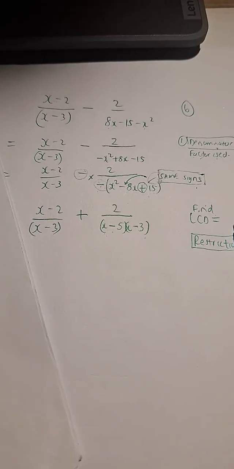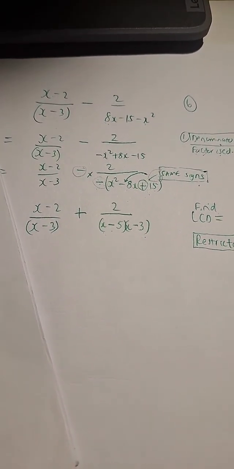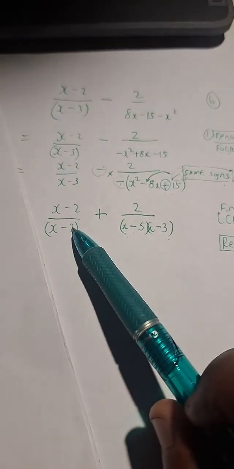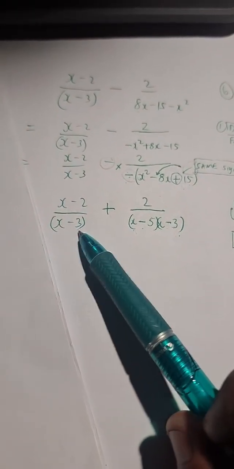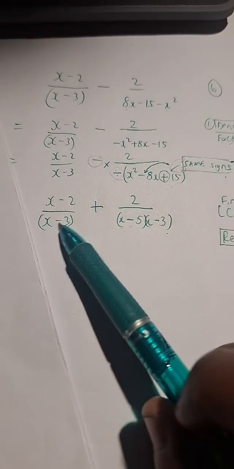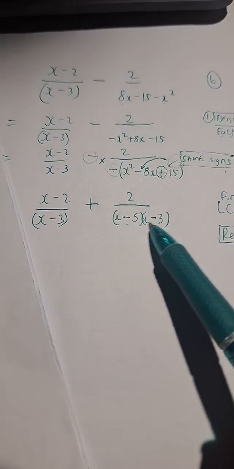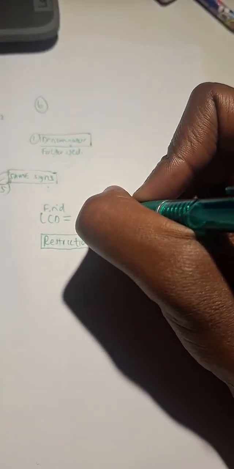LCD means the common bracket that has the highest exponent. So let's look at x minus 3. X minus 3 is what? It's common. X minus 3 is underneath this first fraction. So that means we write x minus 3 as an LCD.